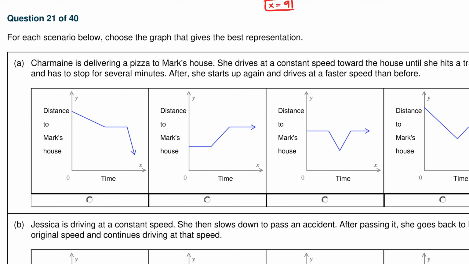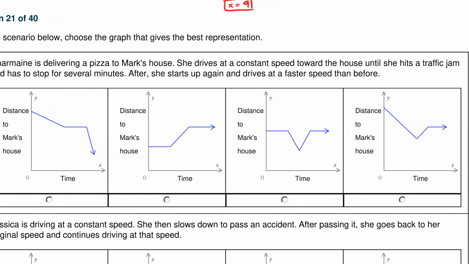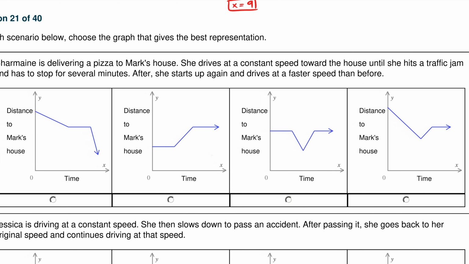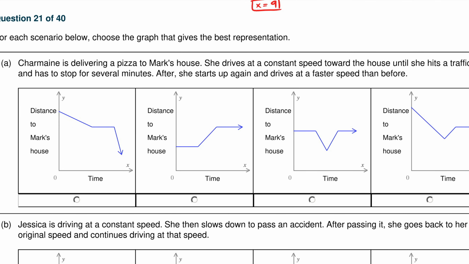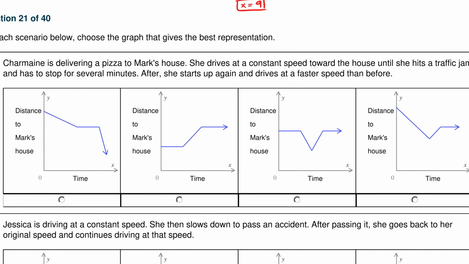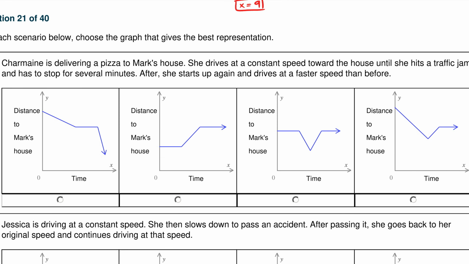Charmant is delivering a pizza to Mark's house. She drives at a constant speed toward the house until she hits a traffic jam and has to stop for several minutes. After she starts up again and drives at a faster speed than before. Alright, so let's talk about a person who is driving to deliver a pizza. She drives at a constant speed, and then she has traffic, which means she's stuck in traffic for a few minutes, and then she drives again at a faster speed.